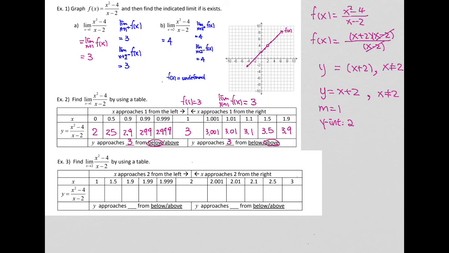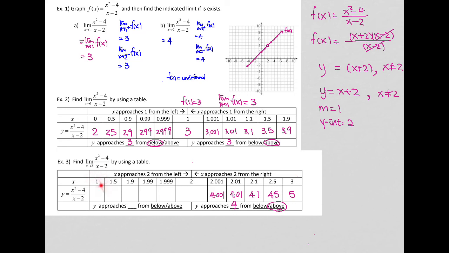When x equals 3, y is going to be 5. When x equals 2.5, the y value is 4.5. When x becomes 2.1, my y value is 4.1. When x is 2.01, the y value is going to be 4.01. And when x becomes 2.001, my y value is 4.001. So we can see y is getting closer and closer to 4 from above when x is approaching 2 from the right.